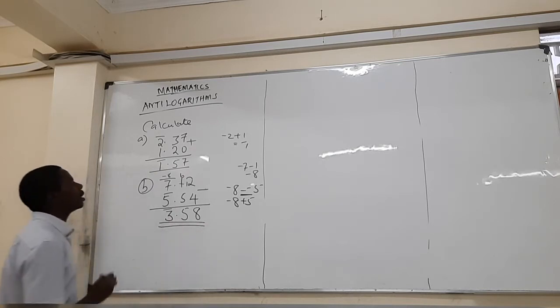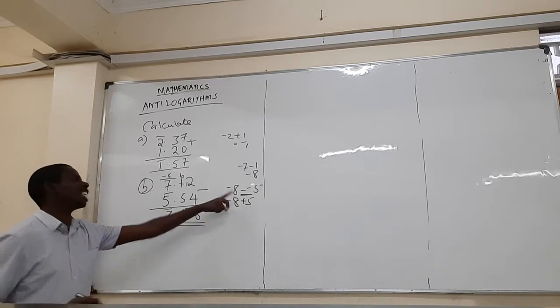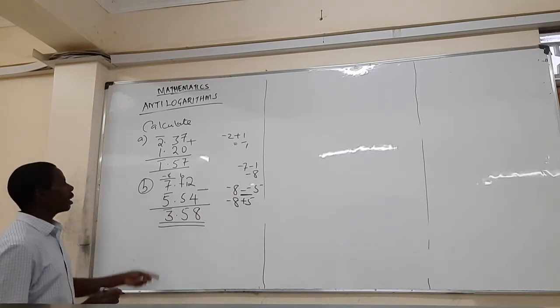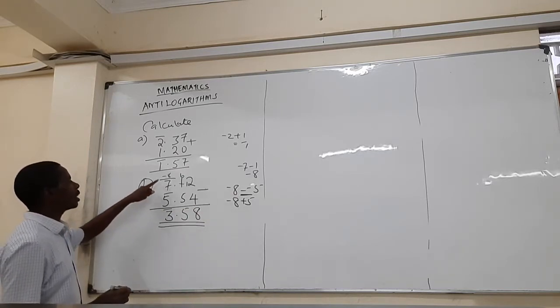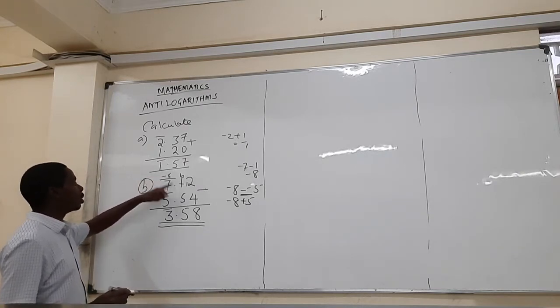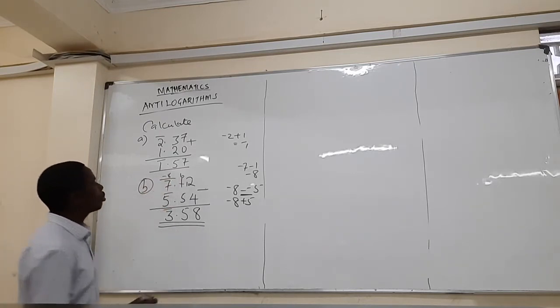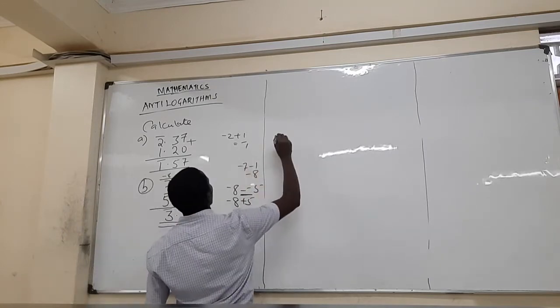So whenever you are doing the subtraction, you have to be very keen on those signs. And something that we need to be keen on here is that when you are borrowing a negative number, that negative number is going to reduce. So it is going to be minus 8. And of course, you're going to have it like that. Let's do 2 more, and then we call it a class.